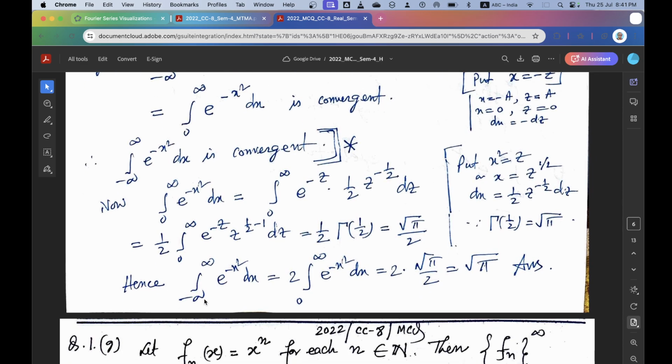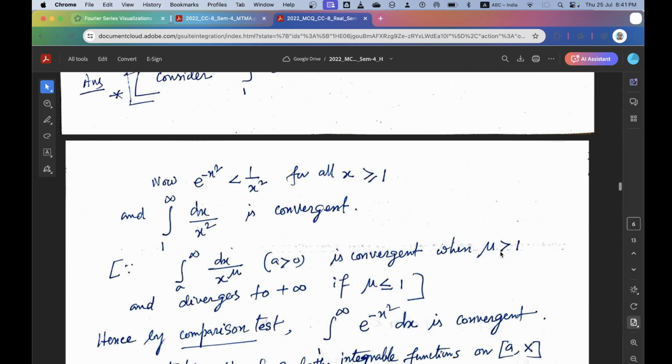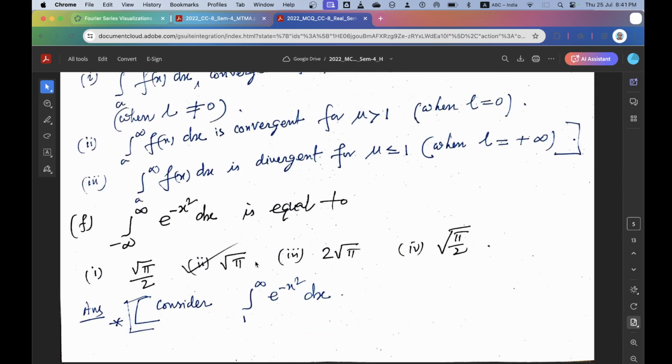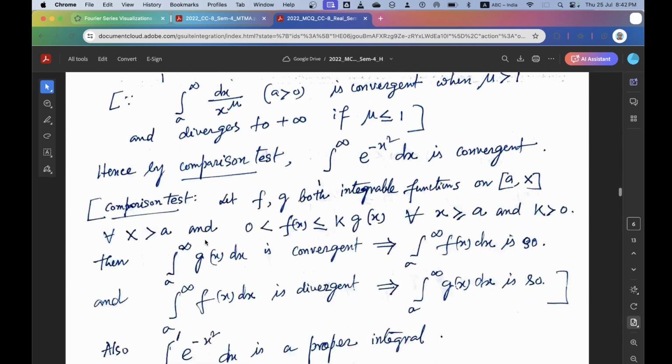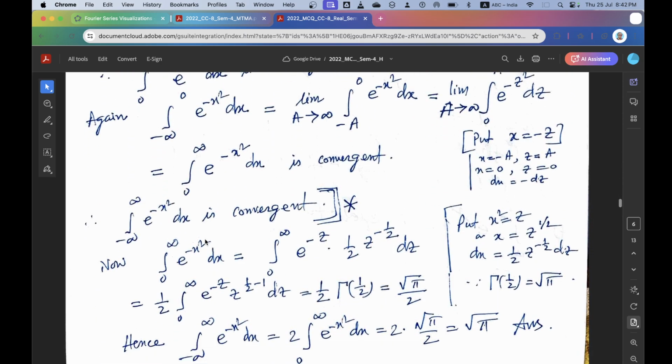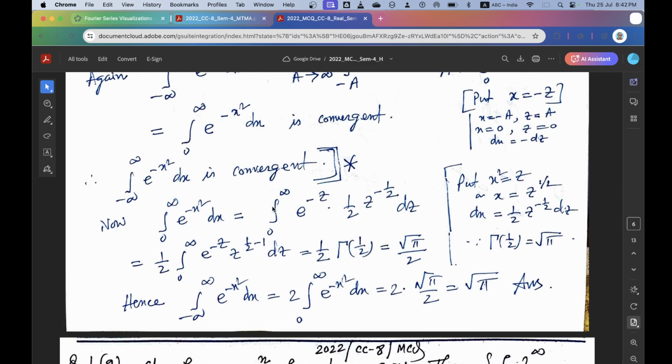So the integral from minus infinity to infinity of e to the power minus x square dx is equal to 2 times the integral from 0 to infinity of e to the power minus x square dx. This is an even function, so 2 into this gives root pi. Actually the question carries 2 marks: for the proper answer 1 mark, and for justification 1 mark. For justification you just write that the integral from minus infinity to infinity of e to the power minus x square dx is convergent, and calculate this value root pi from this.